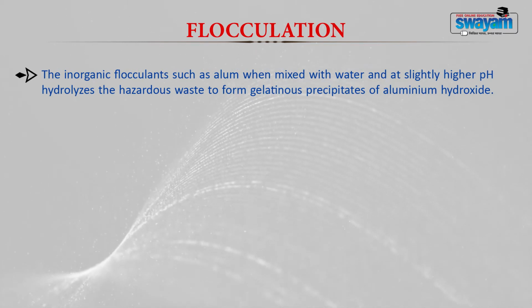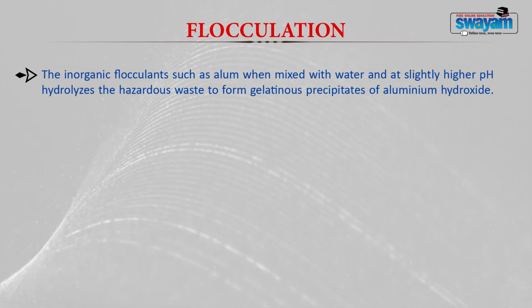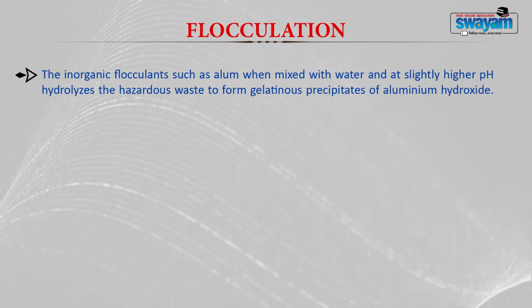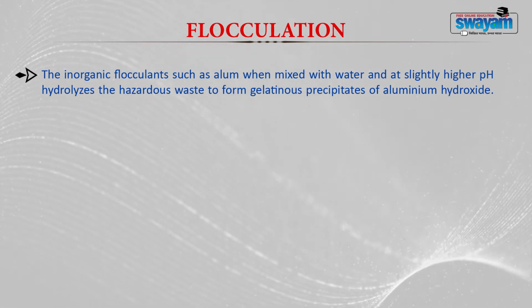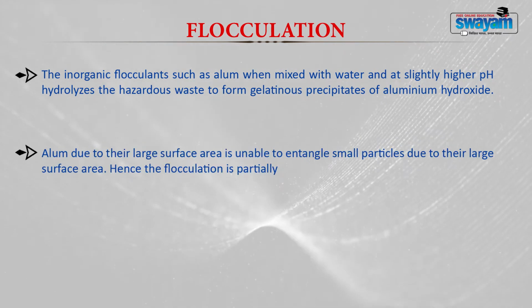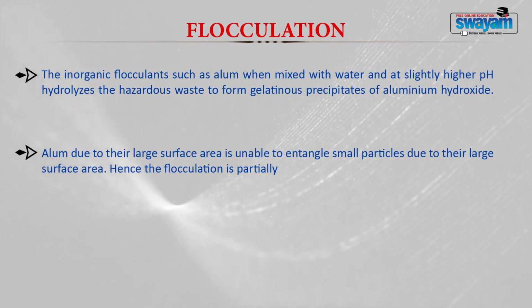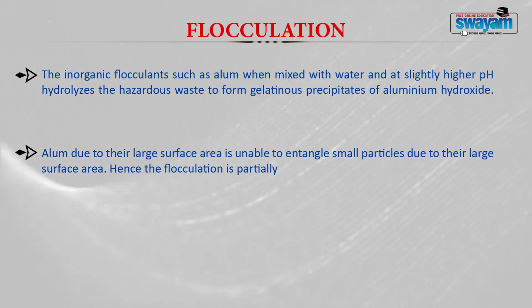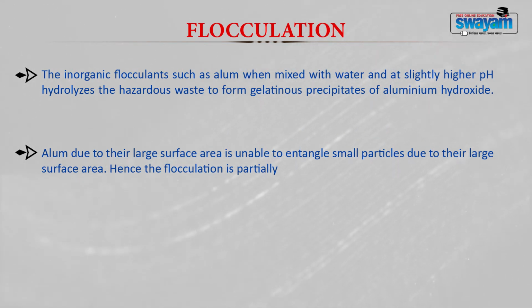Now, the alum will be mixed with water, and at a slightly higher pH, it will hydrolyze the hazardous waste and form a gelatinous precipitate called aluminum hydroxide. Now, the alum, due to its large surface area, is unable to entangle the small particles. Hence, the flocculation is just a partial action.